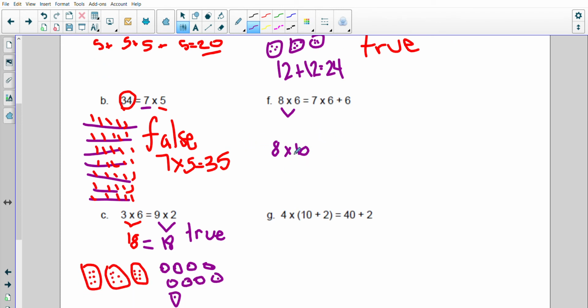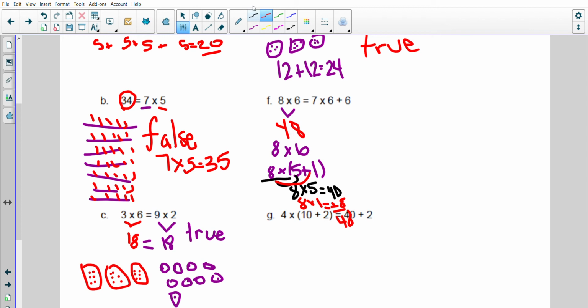So I'm going to take the 6 and I'm going to break it down, decompose it into 5 plus 1, which is the exact same thing as 6. I'm going to times that by 8. Now I'm going to distribute. That's 8 times the 5. So I have 8 times 5, and I can skip count by my 5s, so I know 8 times 5 equals 40. Again, distributing, this 8 times 1 equals 8. Then add these together. 40 plus 8 equals 48.